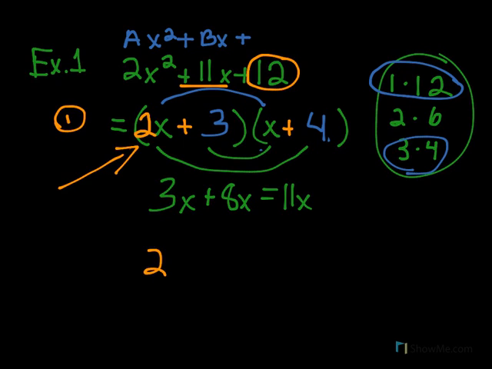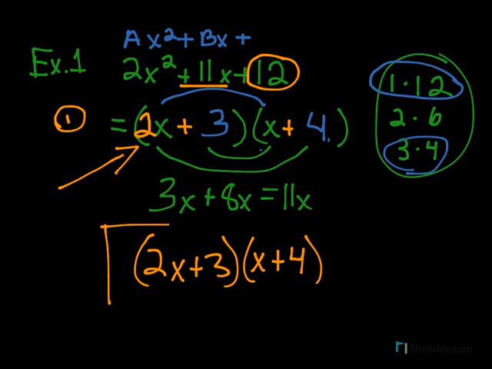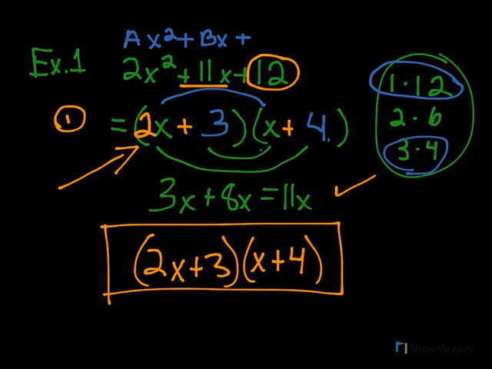So my answer is, open parentheses, 2x plus 3, close parentheses, open parentheses, x plus 4, close parentheses. That is the factor form of the trinomial 2x squared plus 11x plus 12. That's it. That was example 1. So hopefully that made a little bit of sense, because this makes sense. This is true. Then that is correct.